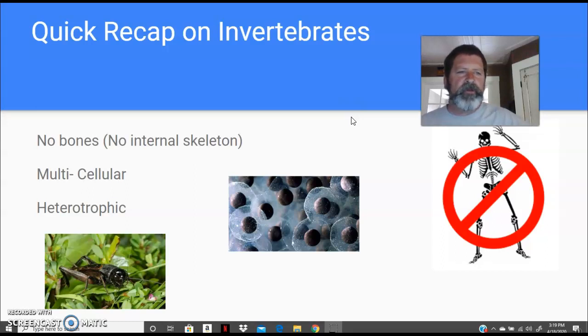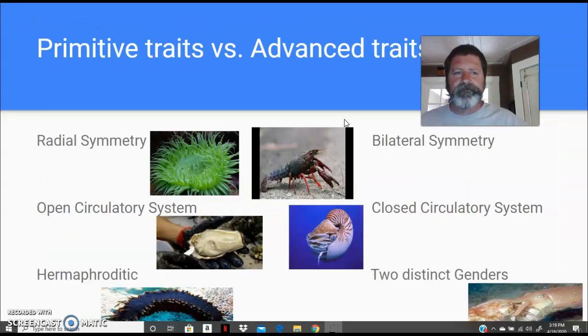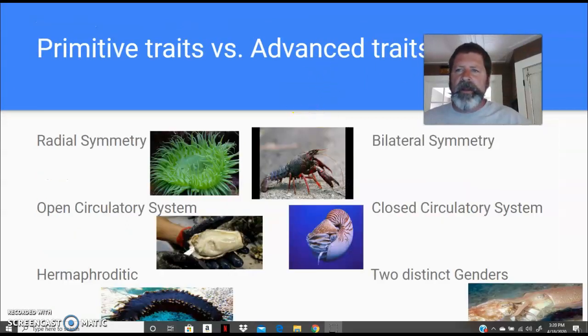Invertebrates are critters that do not have bones, no internal skeleton. They're multicellular, made of lots of eukaryotic cells, and they're heterotrophs. They eat stuff. Again, kind of a review.